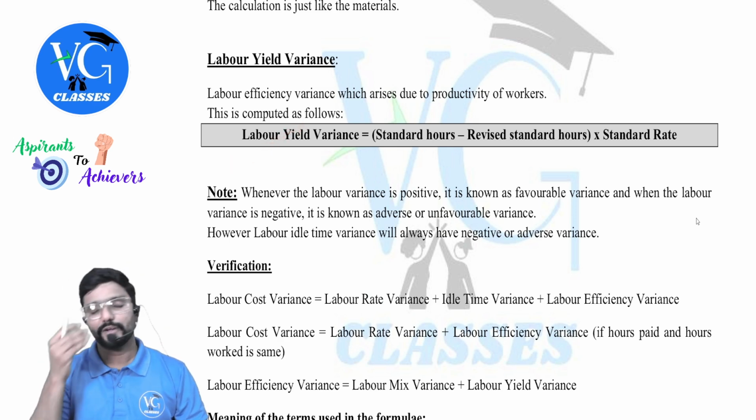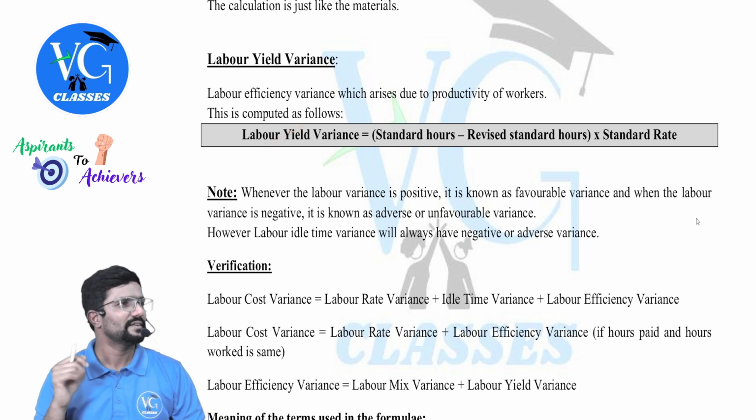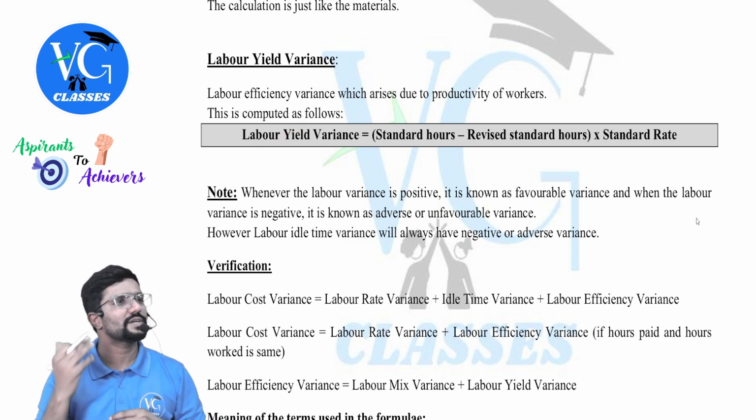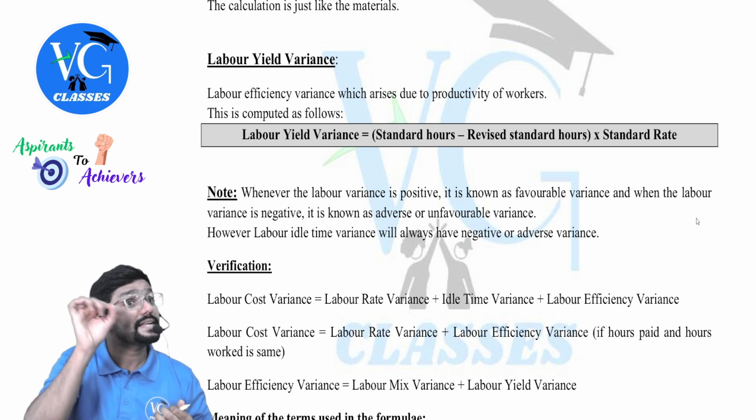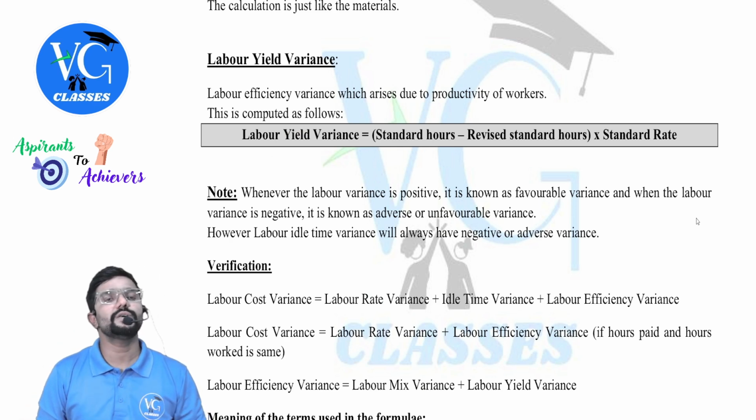Sir, here, can we use that formula? One more formula you gave for material. Can we use it here? Yes. For example, total standard hours minus total actual hours into total actual hours worked into average standard rate per hour.